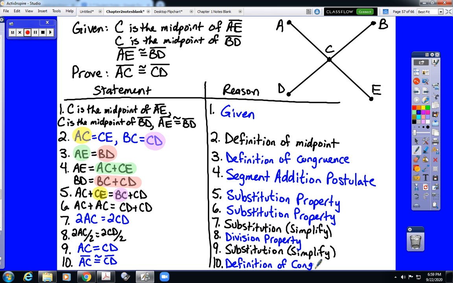That finishes our proof off and gives us 4 good video example proofs of segment addition proofs. Guys, there's only so many of these. They can change the picture, they can change the letters, but the patterns, there's really only a handful of ways to do segment addition proofs.